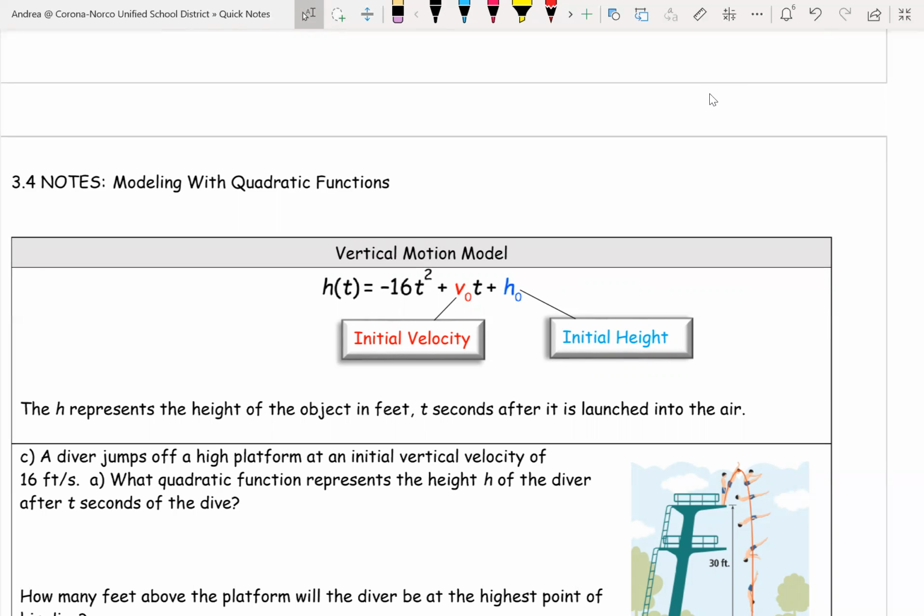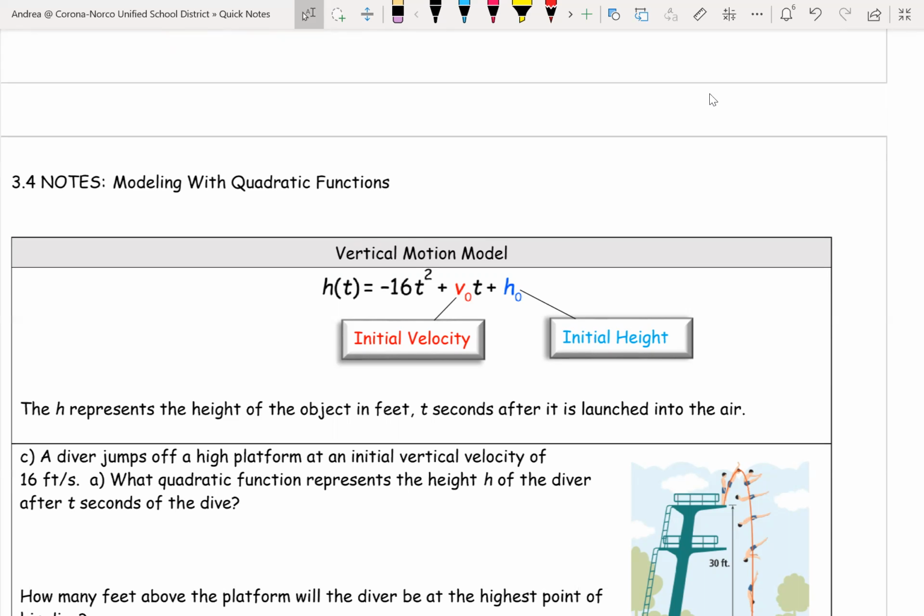Okay, so the number in front of the t is your initial velocity. Velocity is the initial force with which a ball is thrown or a rocket is launched. Initial height is where it's starting from. And h represents the height of the ball in feet, over the time in seconds, t seconds after it's launched into the air.